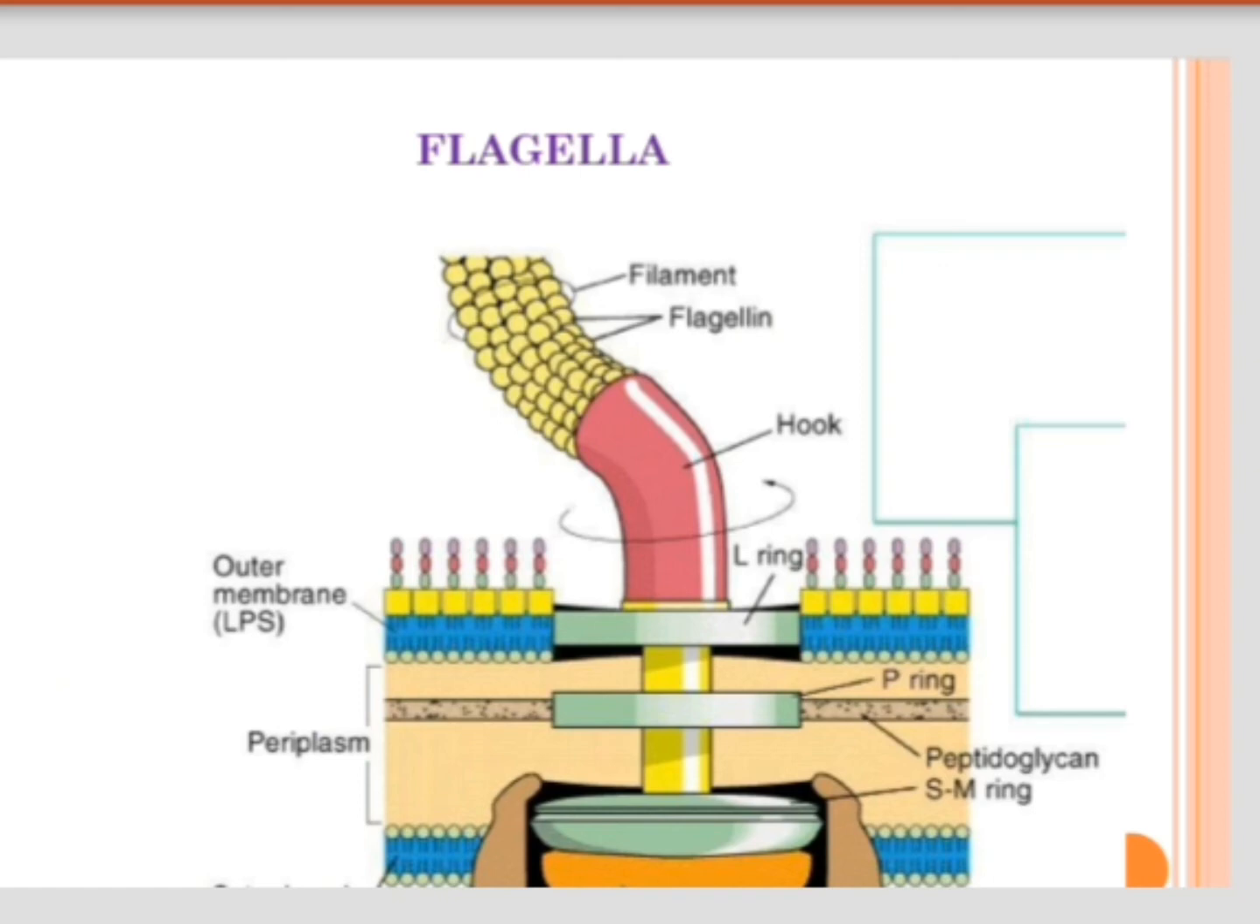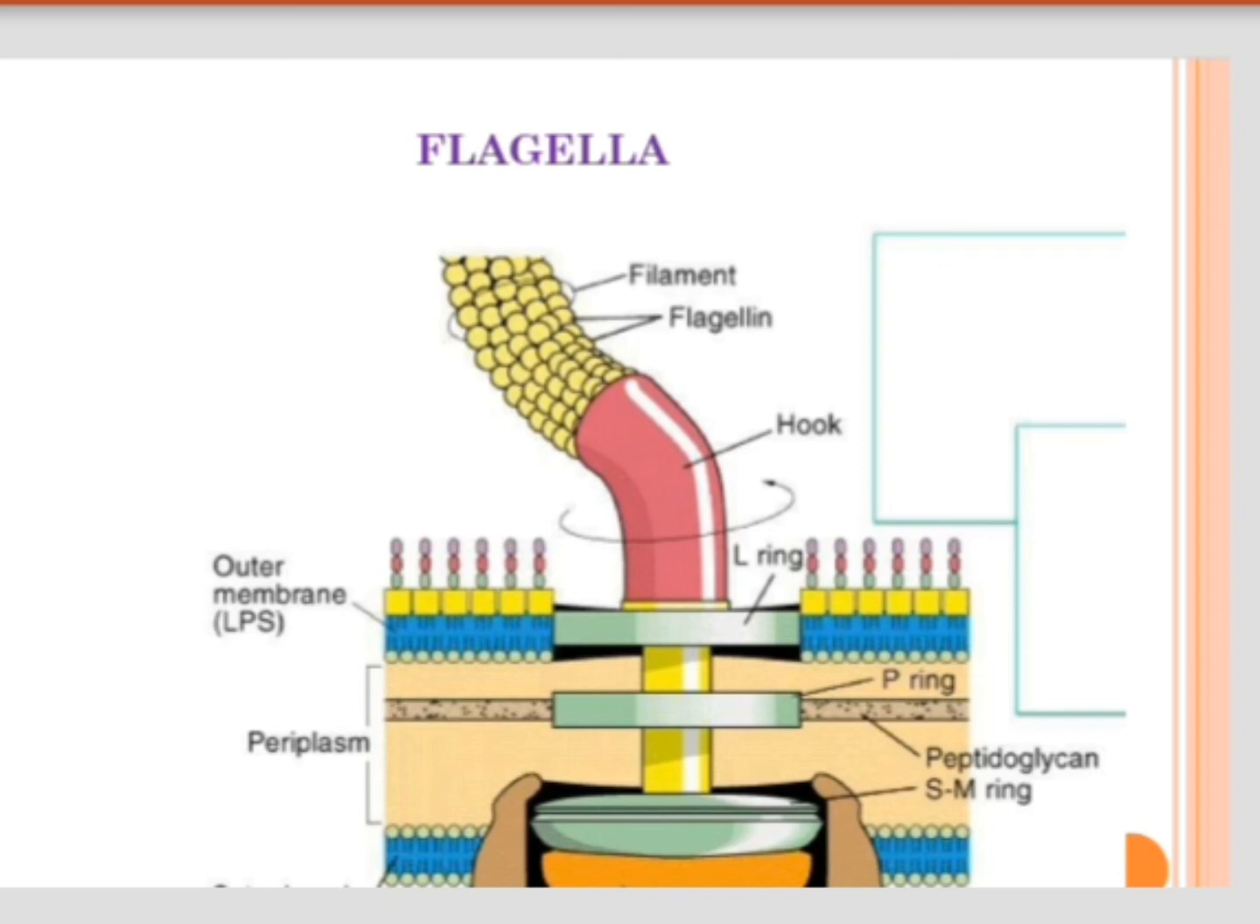These four types of ring form the basal body that constitute the motor apparatus, and above that basal body we can see the curved hook which is connecting the filament to the basal body. And the filament is composed of flagellin. Flagellin are arranged almost in a helical manner. So flagellin, they are the protein subunit.